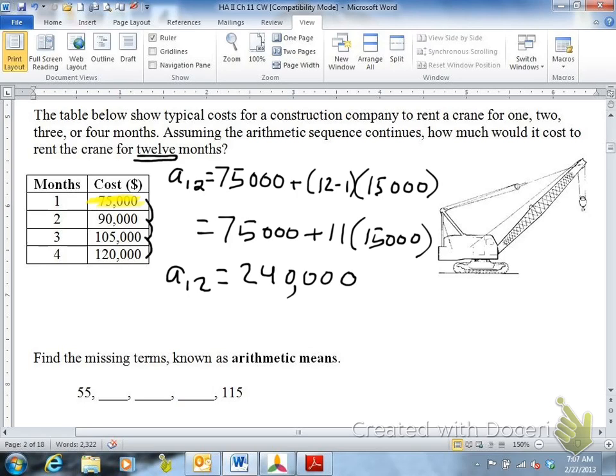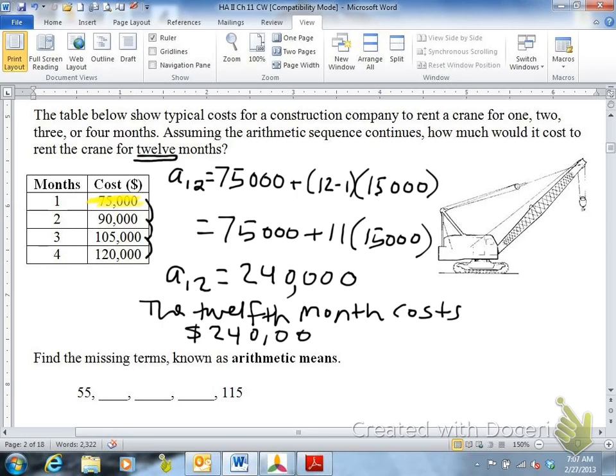So the 12th, did I spell that right? Months. The 12th month costs $240,000.